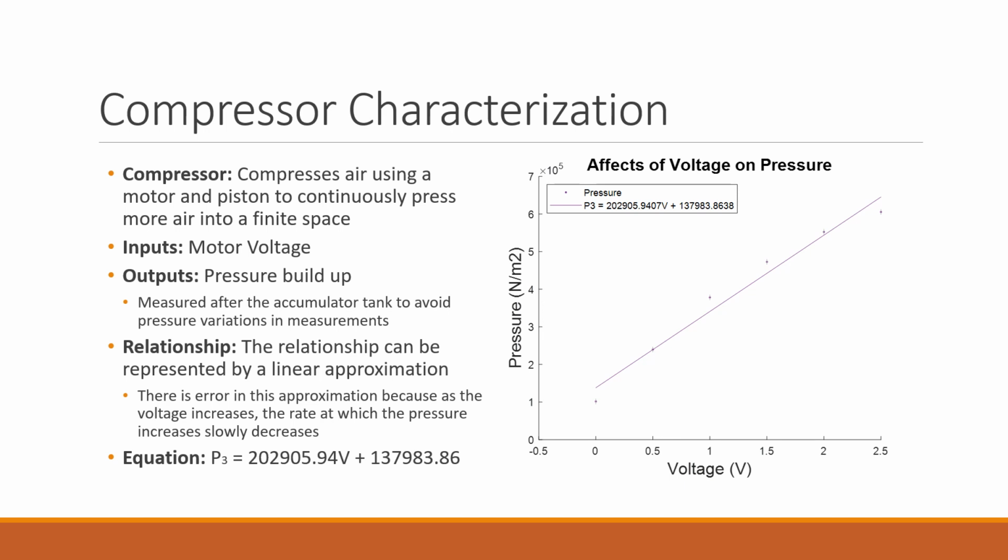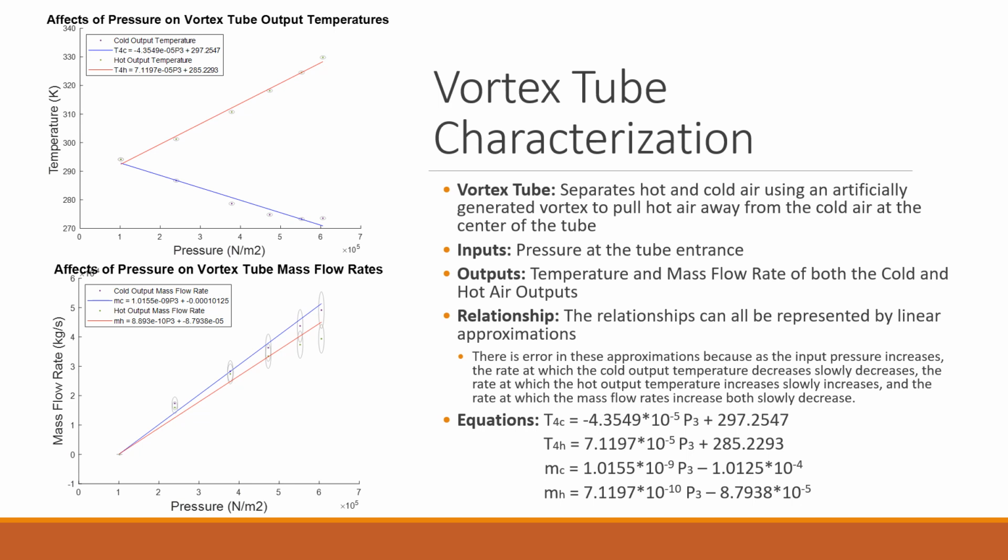The relationship between the voltage going into the compressor and the pressure coming out is approximately linear, as seen on the right side of the slide. Although it's not exactly linear and does have a slight downward curve, this linear function should be good enough to represent the data, and the function comes out to being that the pressure is equal to 202,905.94 times the voltage input plus an offset value of 137,983.86.